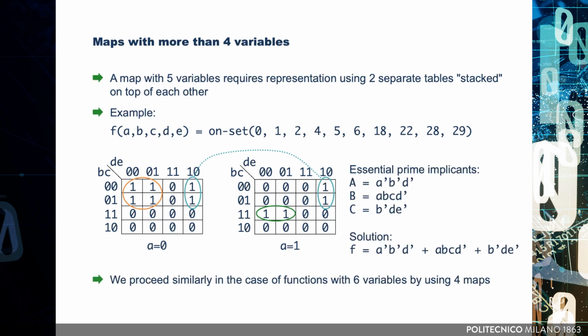We can apply the same approach in the case of 6 variables. But in that case, we would need to use 4 tables. As you can see, the process becomes even more laborious and practically impossible to apply with a higher number of variables.